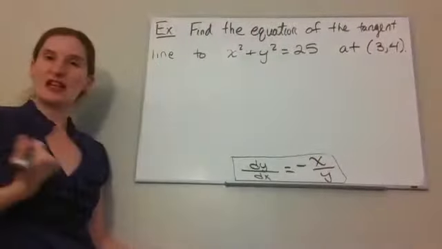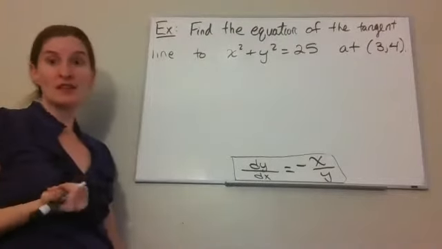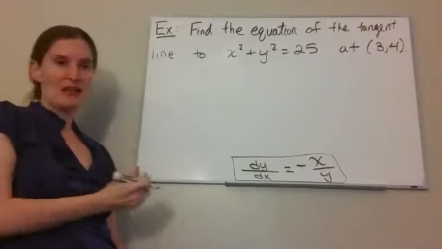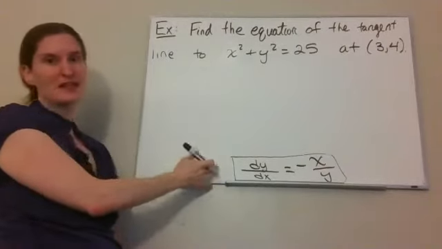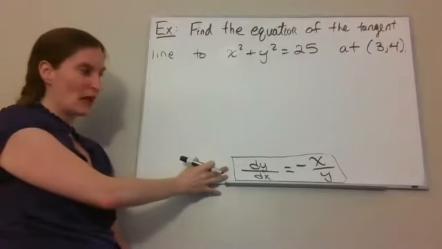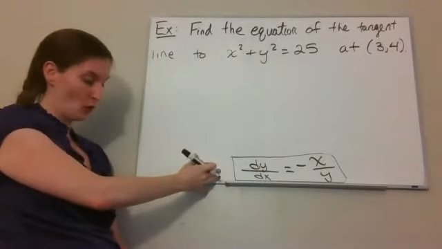So, equation of a tangent line. You know the slope of the tangent line is going to be the derivative evaluated at that point. That's why I didn't erase this last bit. This is the same circle from the last problem. We already know dy dx is negative x over y.